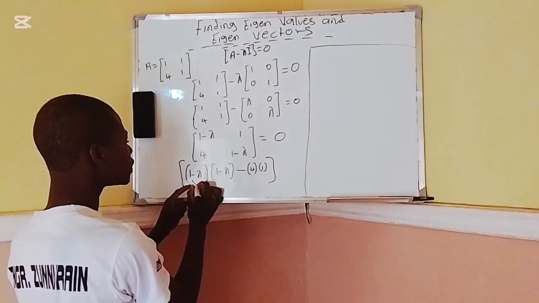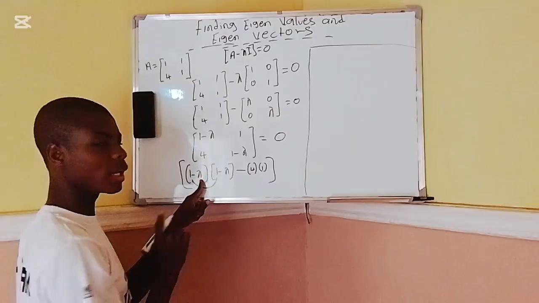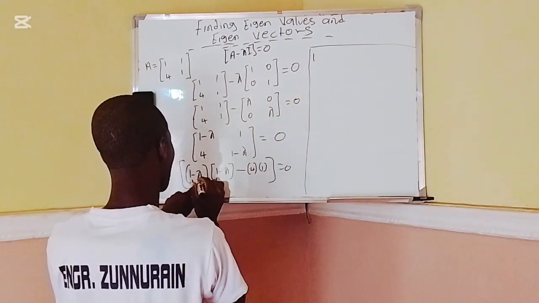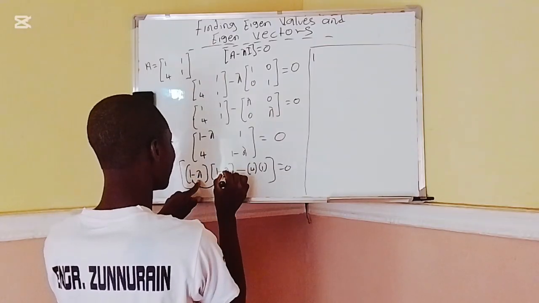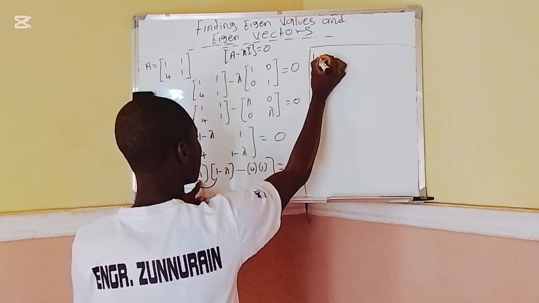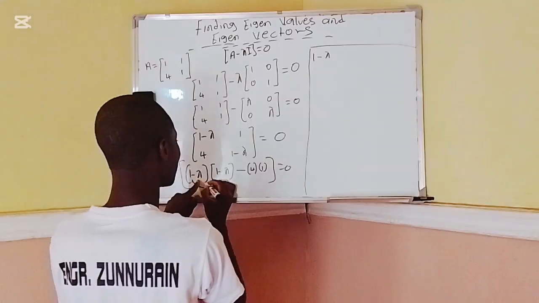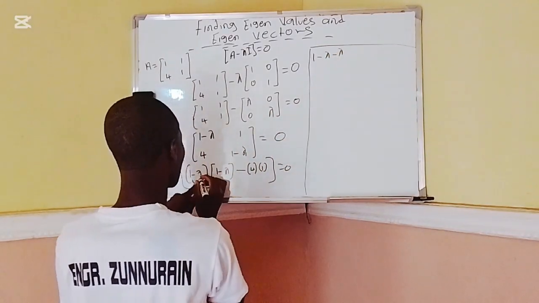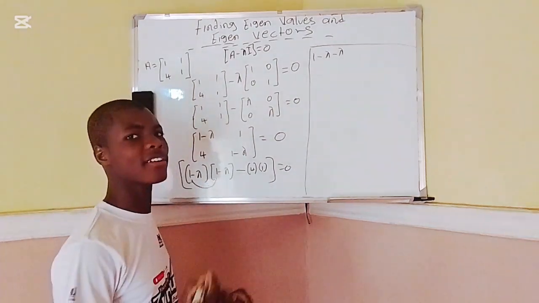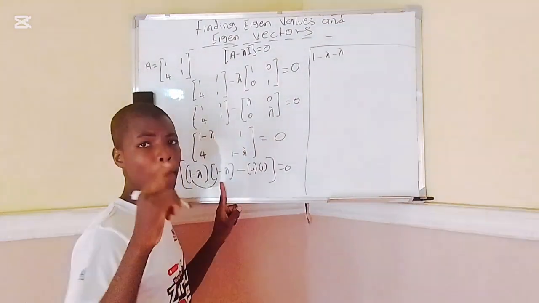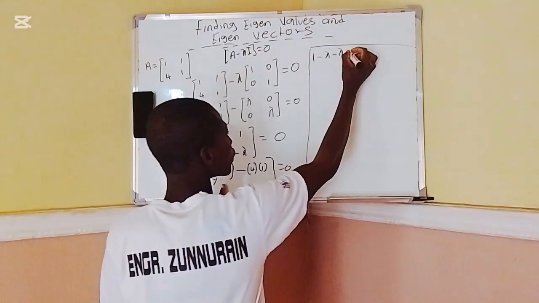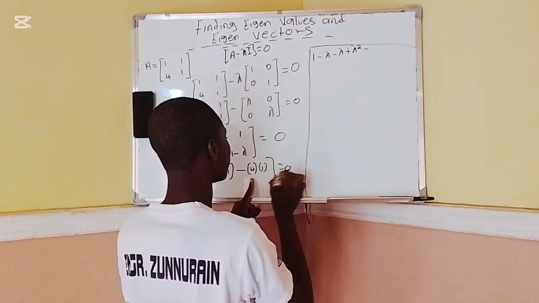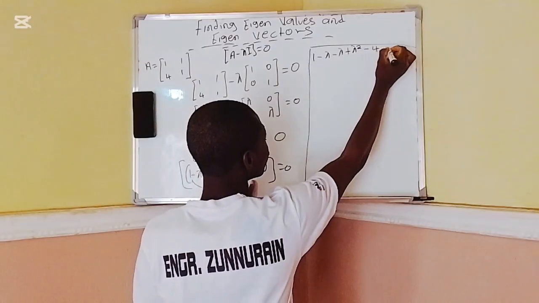So let me see. If I say 1 multiplied by 1, which is 1, and then 1 multiplied by negative lambda, it will be minus lambda. And lambda multiplied by 1 will give you the same thing, minus lambda. Minus lambda multiplied by minus lambda, you will end up with positive lambda squared, and therefore minus 4 times 1, which is 4, equals 0.